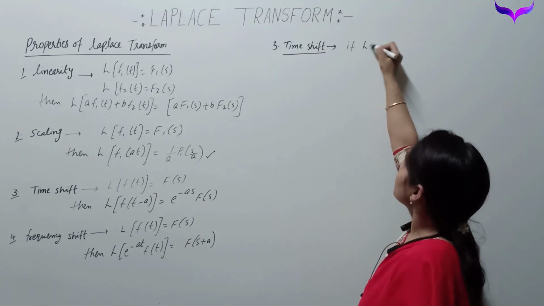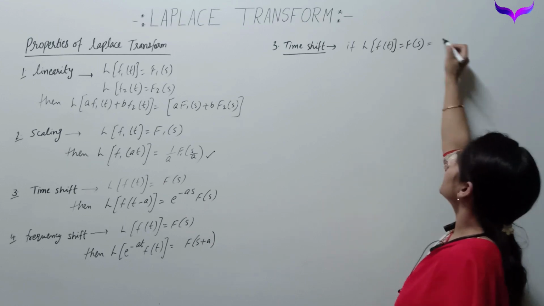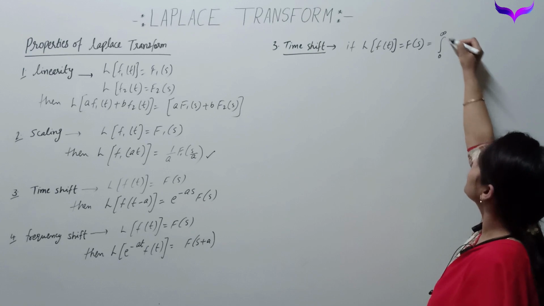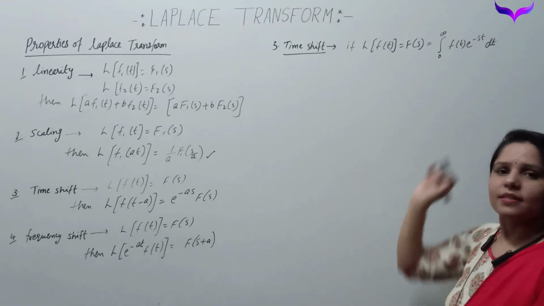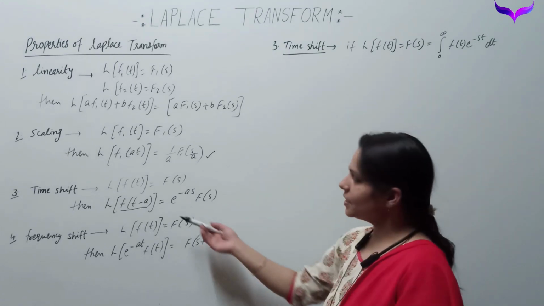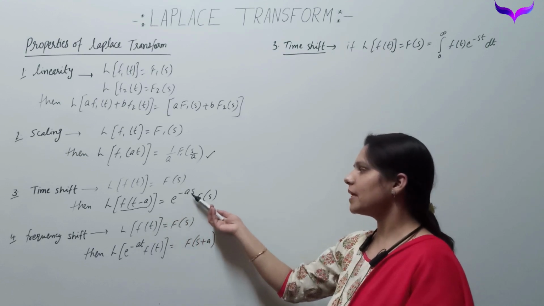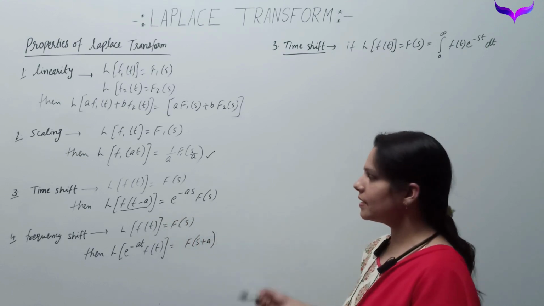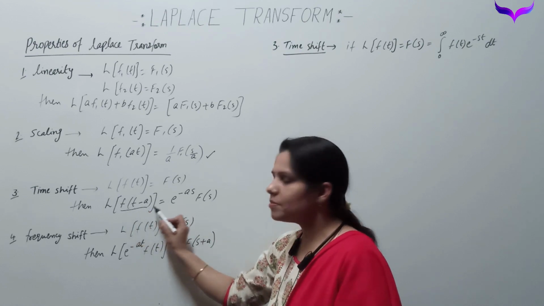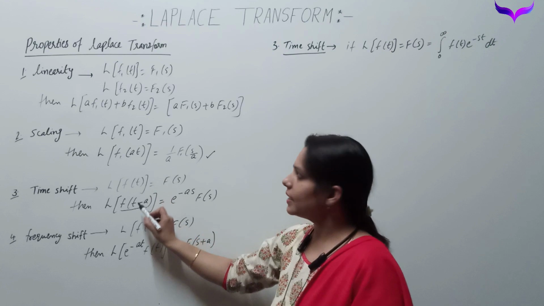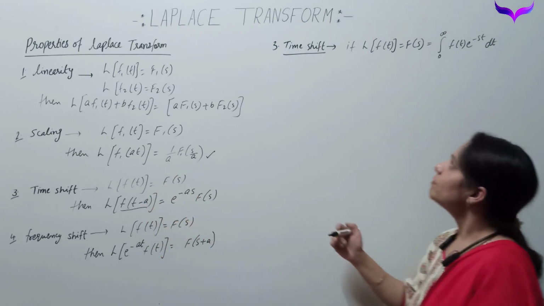If Laplace transform of f(t) is equal to F(s), by definition we can write it as integral 0 to infinity f(t) e raised to power minus st dt, right? Now see this property: Laplace transform of f of t minus a is equal to e raised to power minus as F(s). We have to prove this. f of t minus a is a delayed function, it is a time shift. Here t is equal to 0 and here t is equal to a, meaning there is shifting in time. Let us prove it.